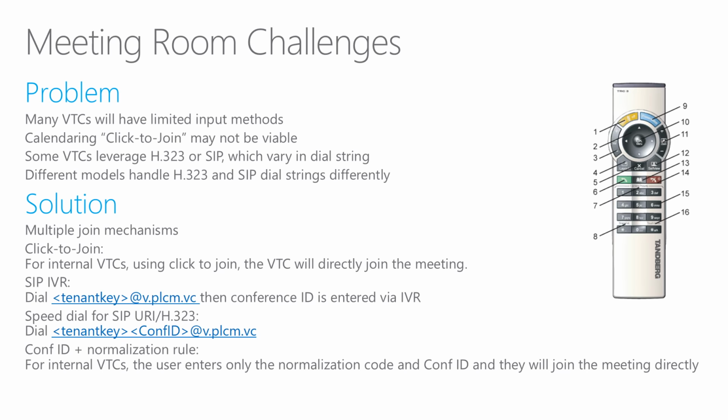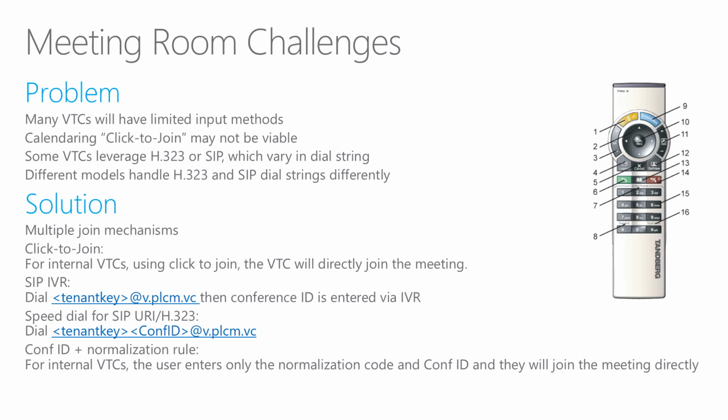Another option would be to take the unique tenant ID and create some sort of speed dial. So you could go into a room and click a speed dial, and that would take you to a voice prompt that allows you to punch in the VTC conference ID and then take you into the meeting. And that's specifically for SIP registered endpoints. The other way of doing things is you can dial the entire string.